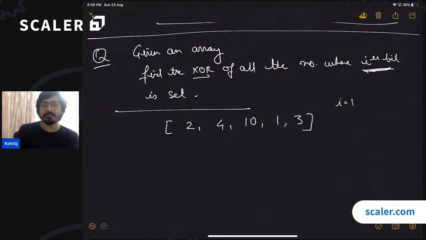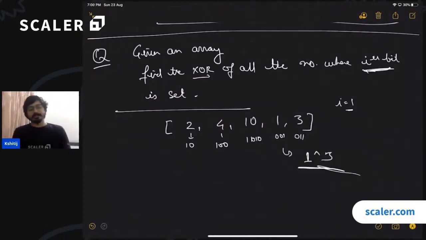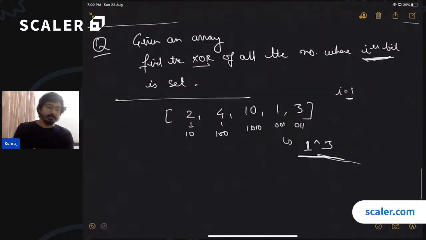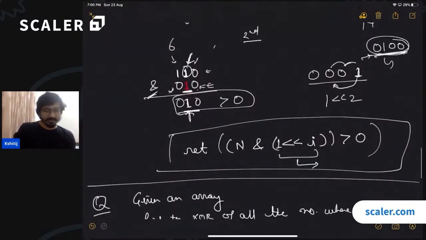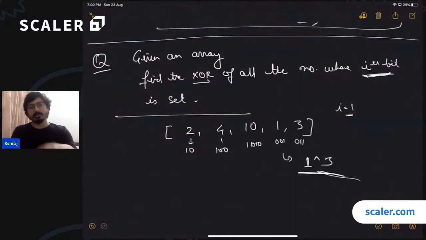So if let's say i is equal to 1, you just have to calculate the XOR of all the numbers which have a set first bit. For example, 2 does not have a set first bit because 2 is 10. 4 also does not have, 10 also does not have. 1 has a first set bit, 3 also has a set bit. So the answer that you will be returning is going to be 1 XOR 3. You just have to apply a loop, and for every number you check this condition. If it is satisfied, then you include the XOR of that number in a cumulative XOR.